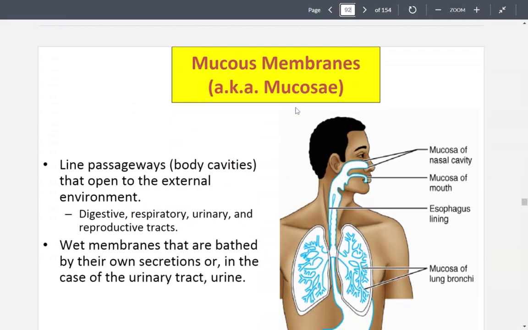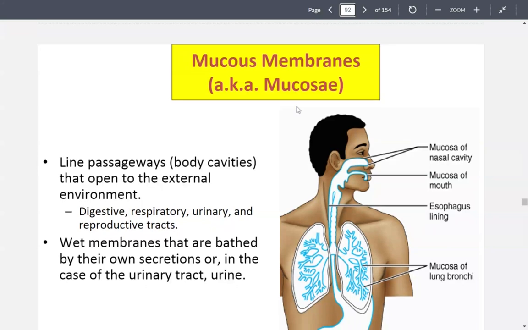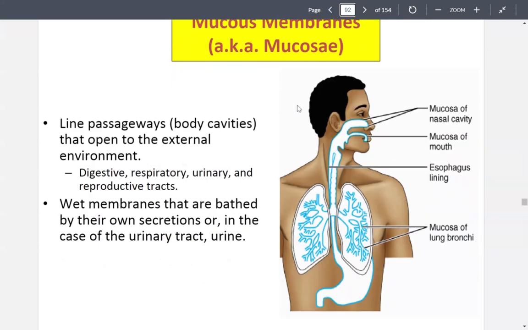Mucous membranes, otherwise known as mucosa, are typically found as linings, especially if said area is exposed to the external environment. So where do we find these? Lining your digestive tract, starting with your mouth, all the way down the pharynx, the esophagus, and the stomach to the small intestine, large intestine, rectum, anus. All of that's lined with mucosa.